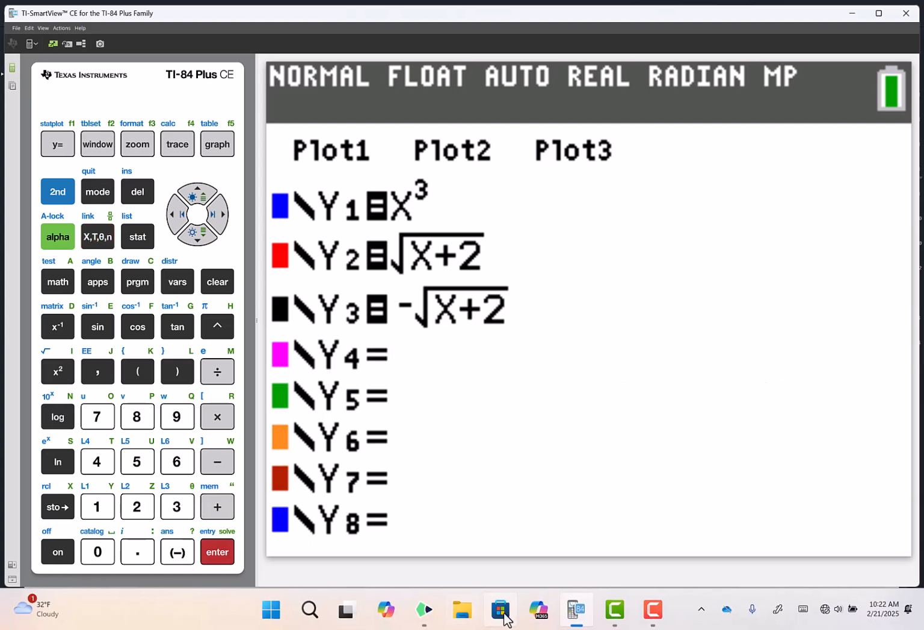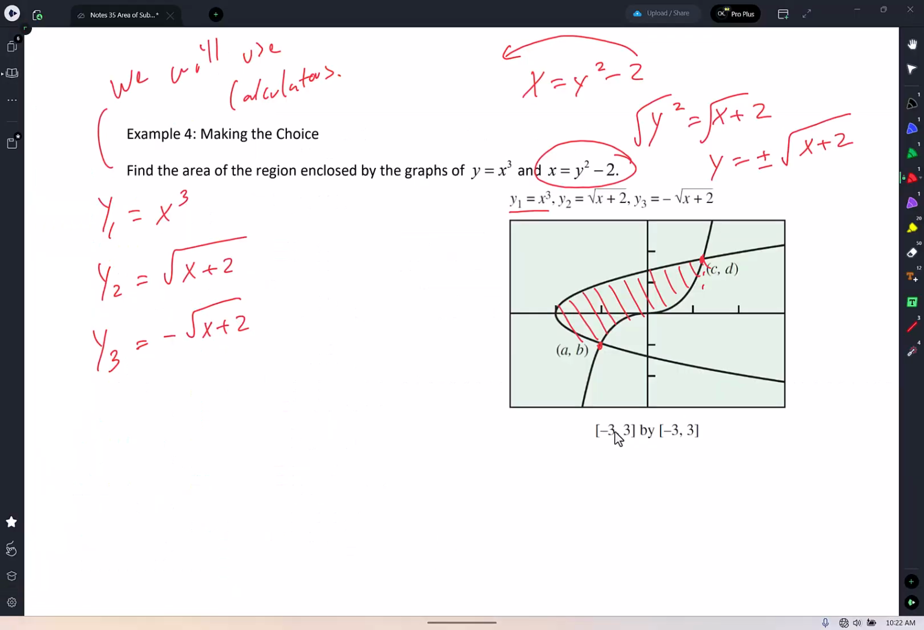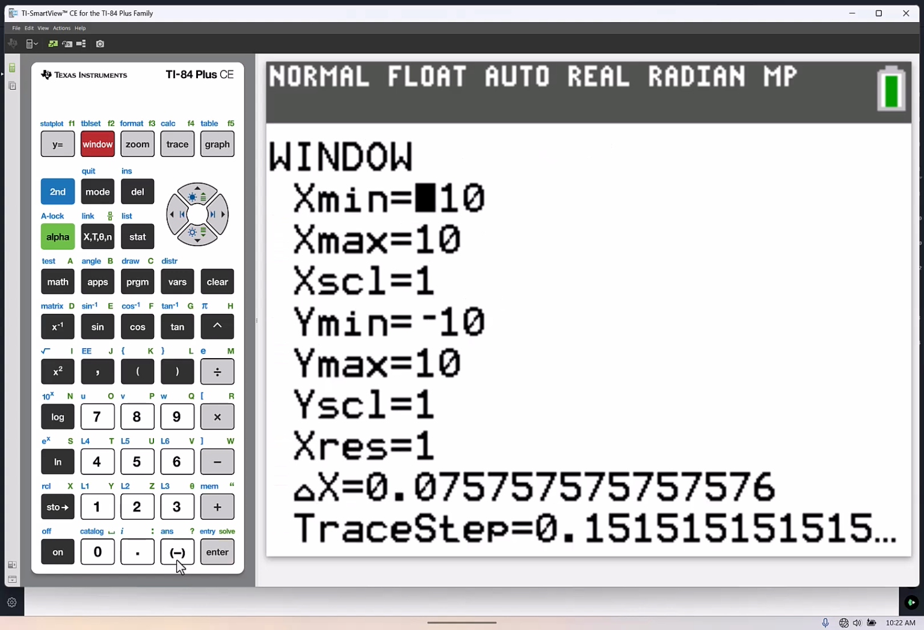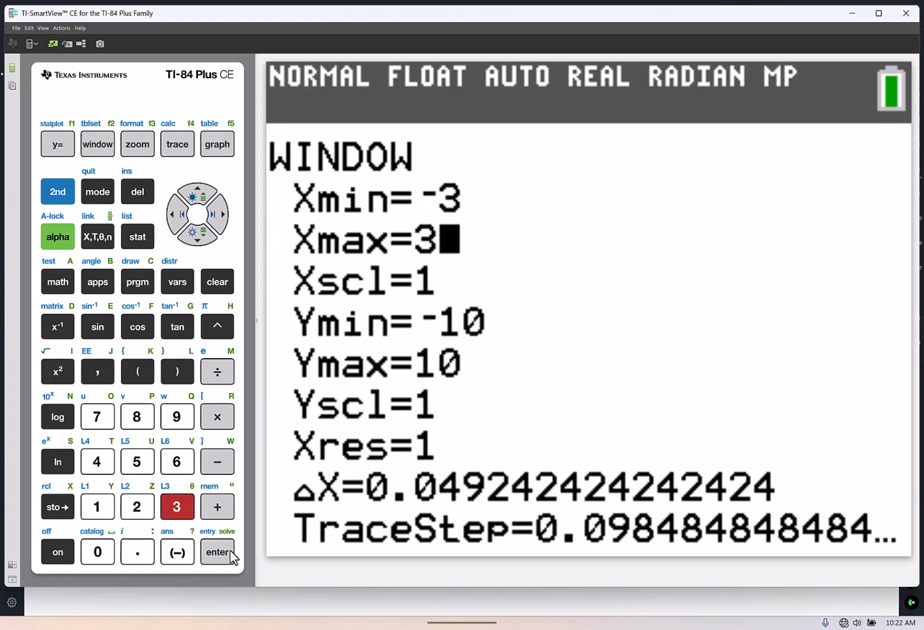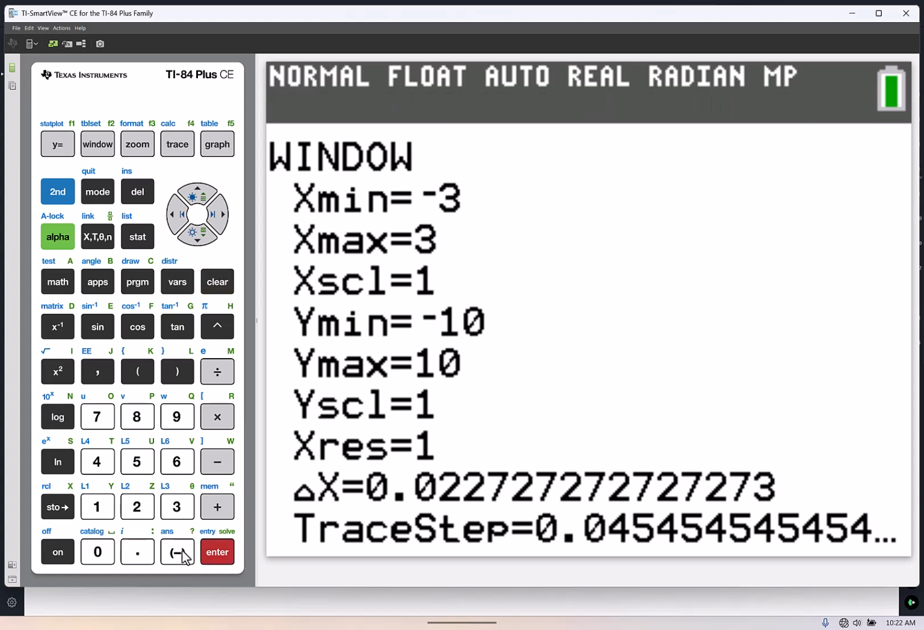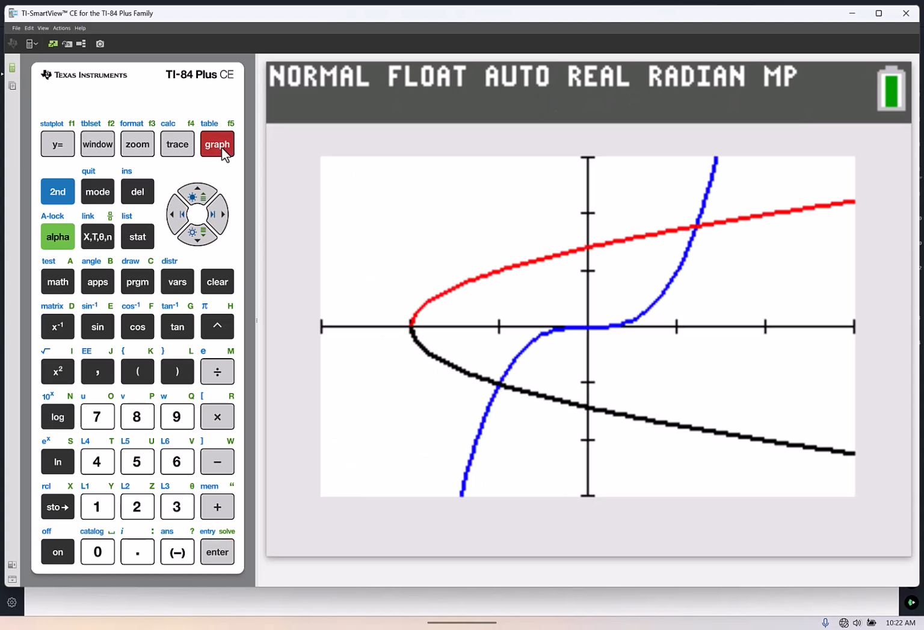All right. I'm going to make my window like theirs. So it's a square window, negative 3 by 3, negative 3 by 3. So window, negative 3, enter 3, and that's a scale. So leave that as 1. Negative 3, 3. And voila, there it is. I love it. Everyone try it with me, guys.